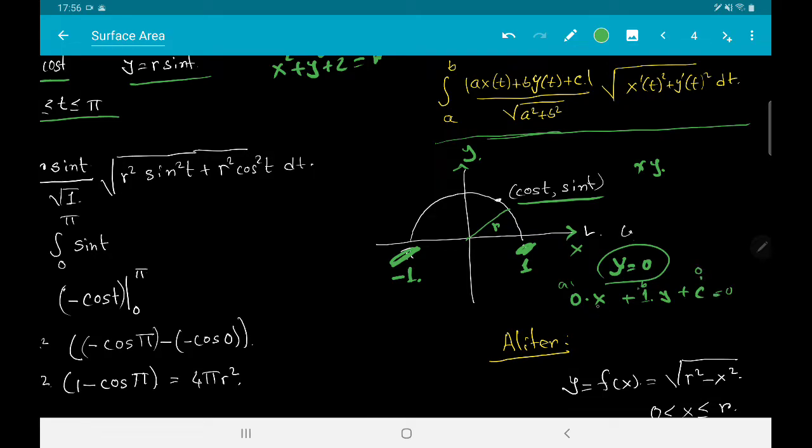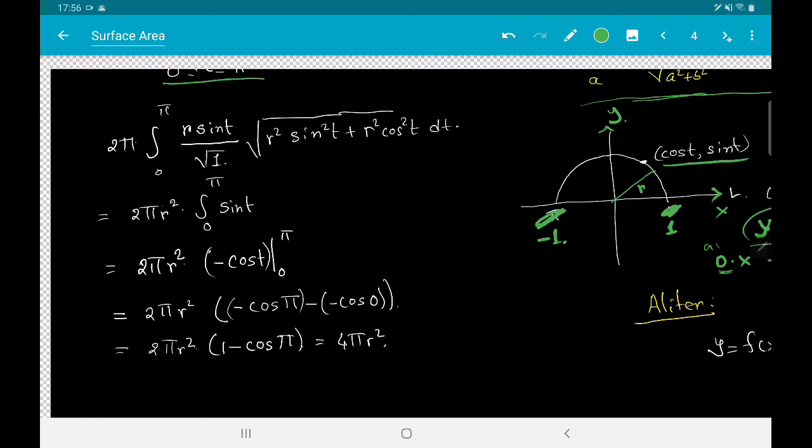Here x(t) does not arise because a is 0. So b times y(t), where b is 1, so we will only have 1 times y(t), and c also is equal to 0, so it does not occur. Below we are going to have the square root of a square plus b square. We see that a is equal to 0, b is equal to 1, so this is going to be y(t) divided by 1 square, which is nothing but y(t).